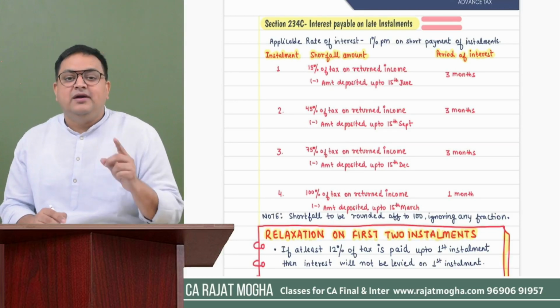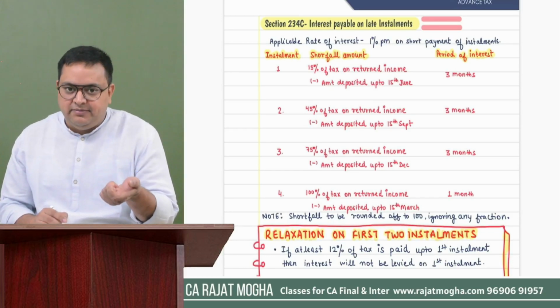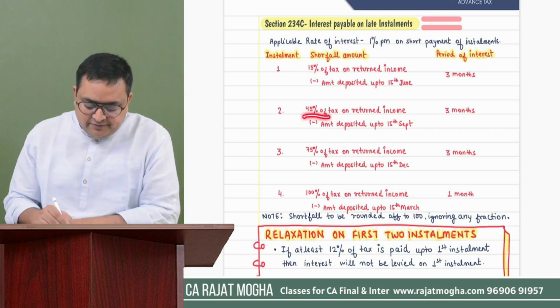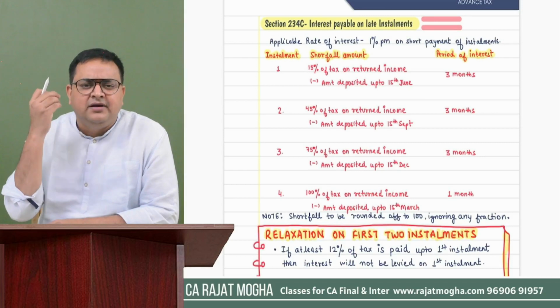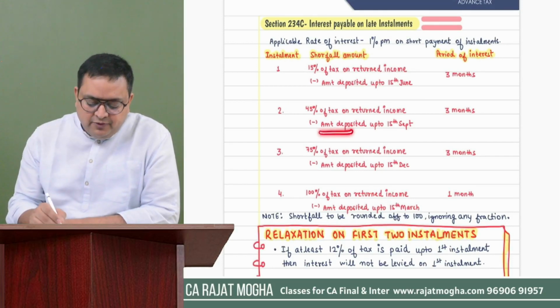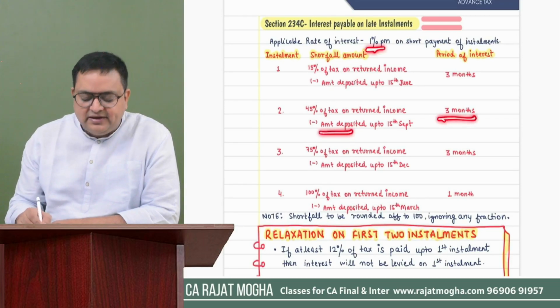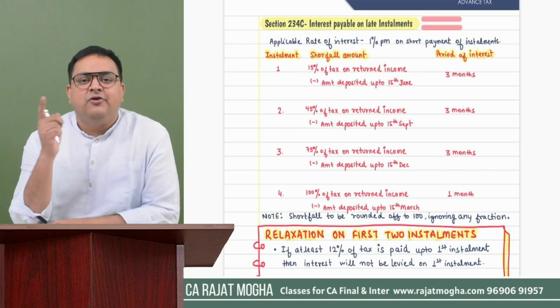This interest will only come up whenever you are paying a lesser amount to the income tax department. So it should be 45%, but let's say you have paid just 30%, or a very small amount. So we will calculate the difference. Whatever the difference is, we calculate 1% on that, for exactly 3 months. Here also, for 75%, the same way for 3 months. But on the last installment, we will calculate for 1 month only.